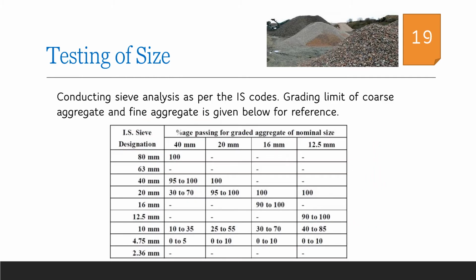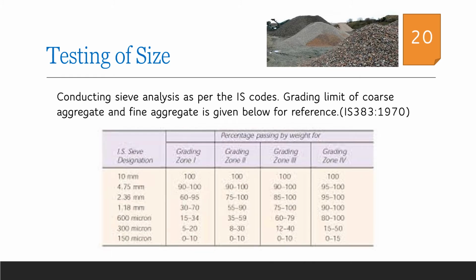IS code specification for graded aggregates are as follows. For 40 mm graded aggregate, 100% of the aggregate should pass through 80 mm IS sieve, 95 to 100% should pass through 40 mm sieve, 30 to 70% of the aggregate should pass through 20 mm sieve, 10 to 35% of the aggregate should pass through 10 mm sieve, and only 0 to 5% of the aggregate should pass through 4.75 mm sieve. Similarly, we have the specifications for 20 mm graded aggregates, 16 mm graded aggregates and 12.5 mm graded aggregates. Grading limits of fine aggregates are also available as per IS 383.